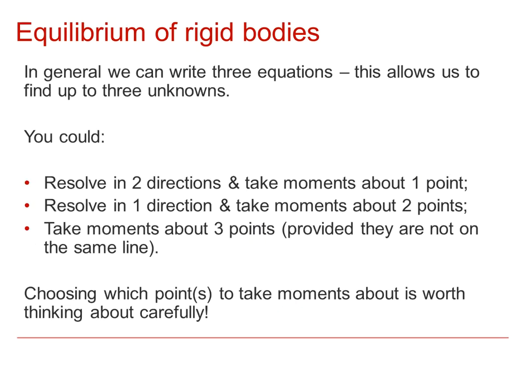Now that allows us to write three equations for any given situation, and if we've got three equations, we can therefore solve up to three unknowns. So for example, we could solve a problem by resolving in two directions and taking moments about one point, or we might resolve in one direction and take moments about two different points. Or alternatively, although quite rare to be honest, we could take moments about three different points.